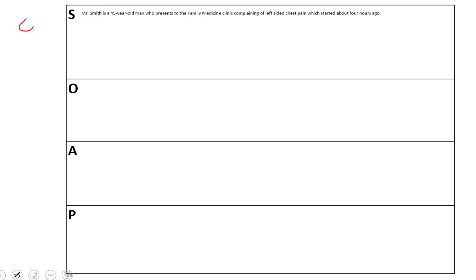There's a mnemonic that we use, which is OLDCARTS. OLDCARTS. What does that mean? So O is onset. When did this start? L is location. Where is this?